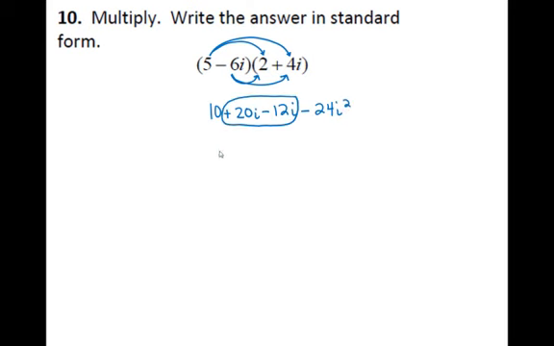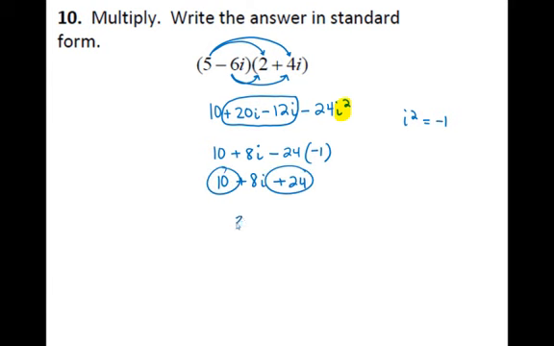Combine like terms. 10 plus 8i, 20i minus 12i is 8i. Take away 24 times negative 1. Again, i to the second power is negative 1, so we're going to change that. There was an i squared here, so I replaced it. I substituted negative 1. 10 plus 8i plus 24. Combine like terms. That's 34 plus 8i.